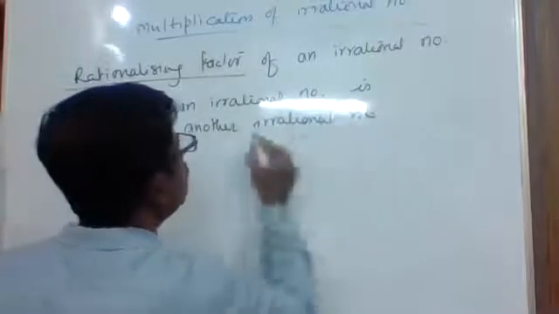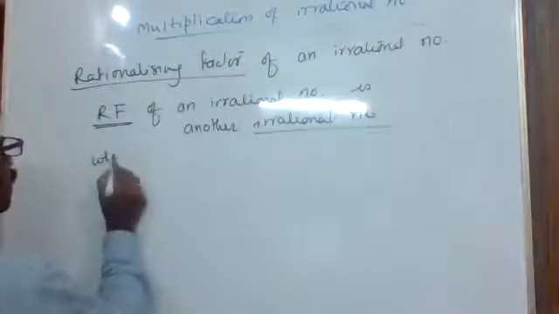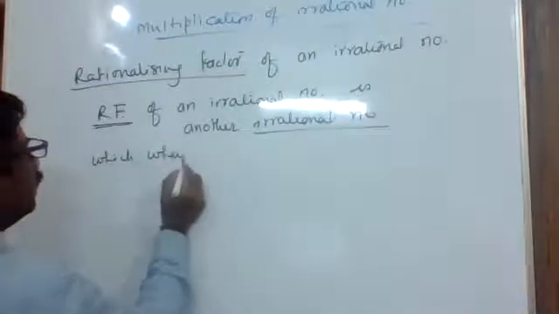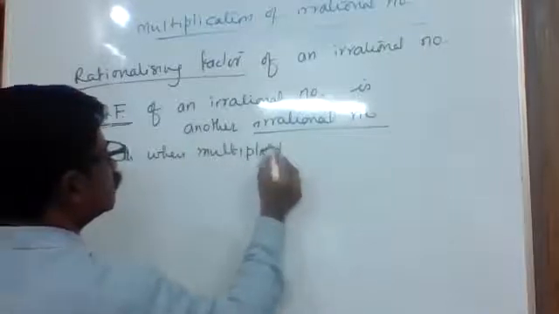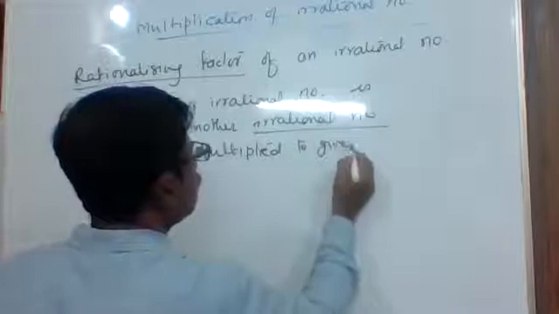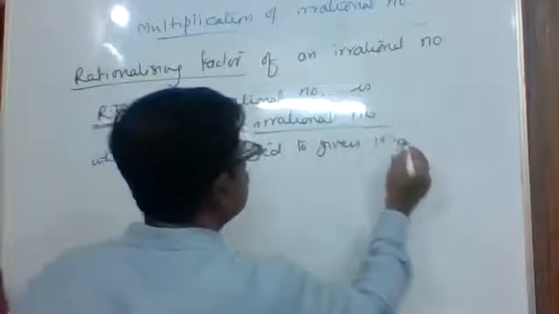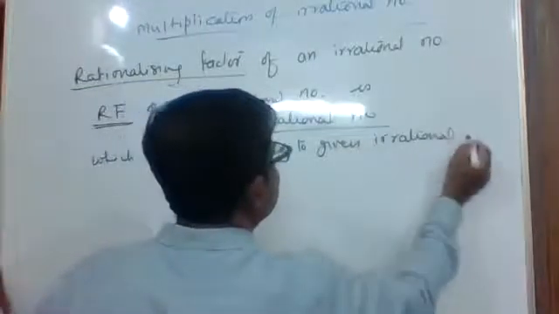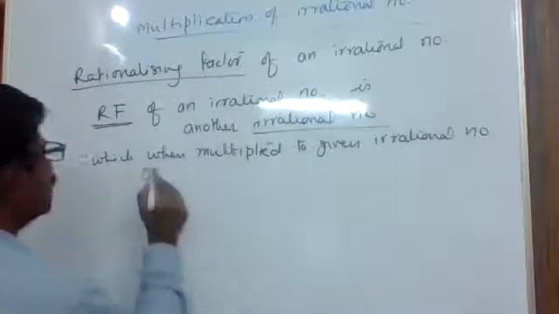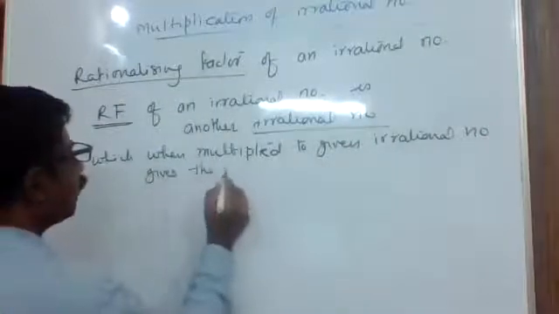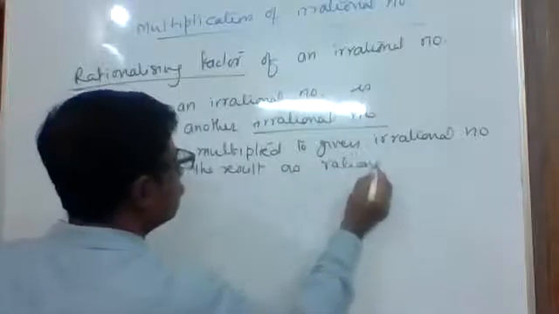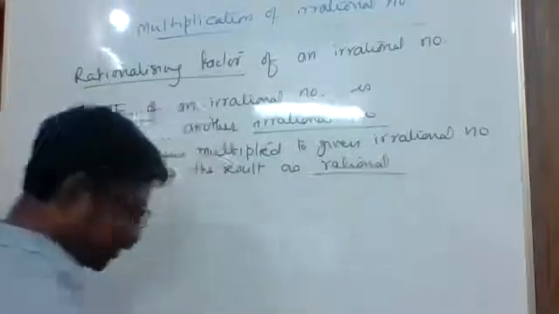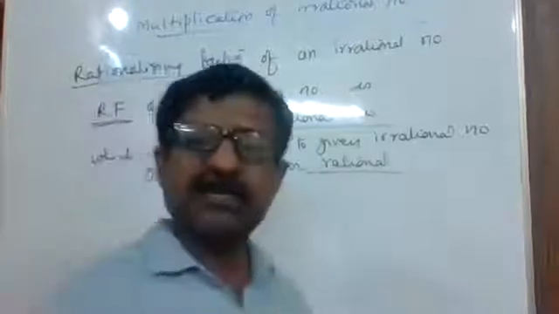Another irrational number which, when multiplied to a given irrational number, gives the result as rational. That is the rationalizing factor. Now, what is the meaning of it? Let me explain that to you.